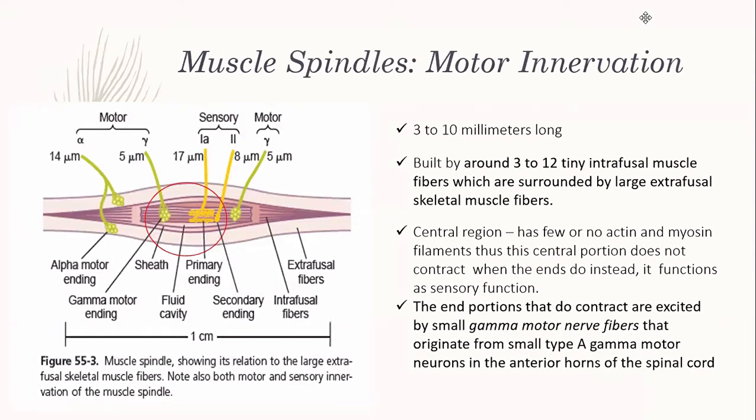So what that means is, it is located in an area with less actin and myosin, but it's more of sensory information only. However, if this area has a change in length, or if there is a contraction of the muscle, this muscle spindle will be stimulated.